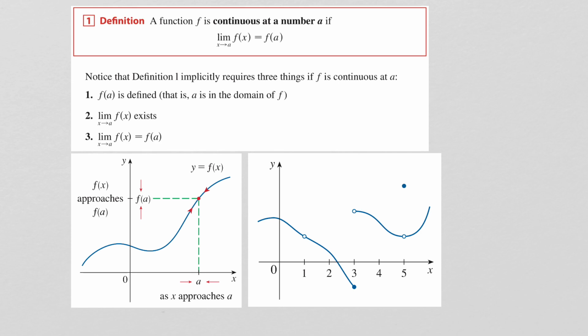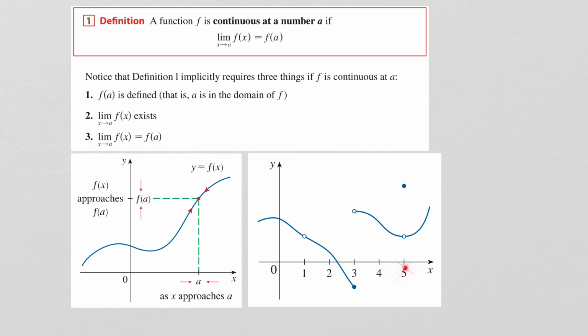Let's take a look at an example of a function that is not continuous at a number. Look to the other graph. We can see, for example, here at x equals 1, the function is not continuous. Now, why is that? Well, if you look at 1, the function has a hole at that number. And what that means is f of 1 is not defined. And if a function value is not defined at a particular number, then it cannot be continuous at that number.